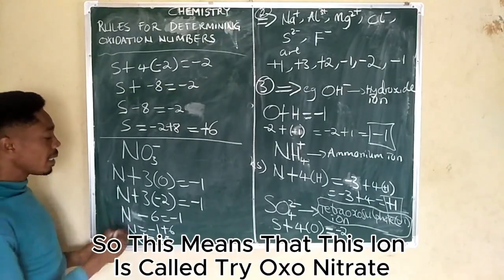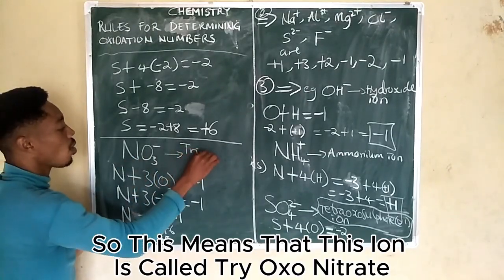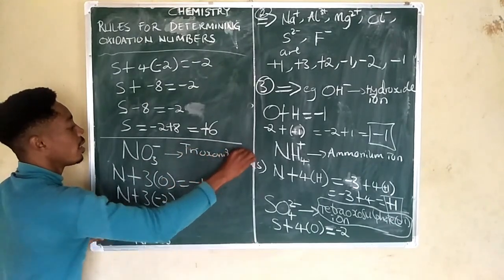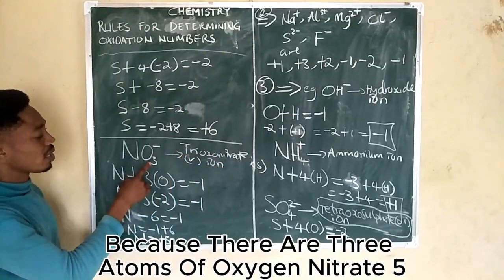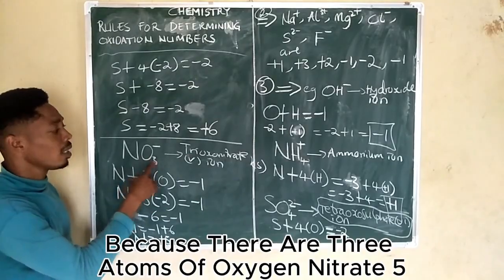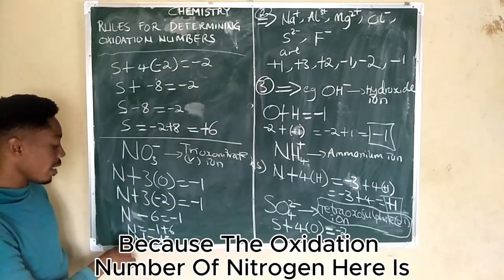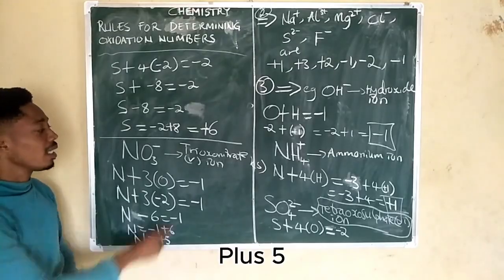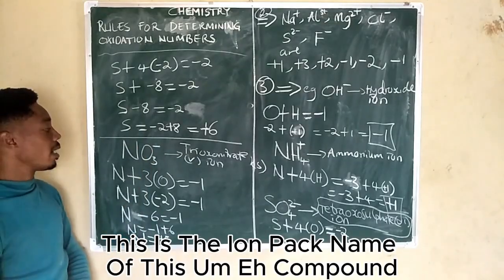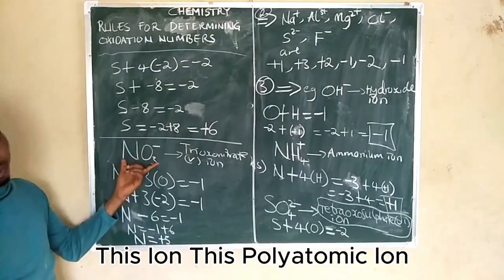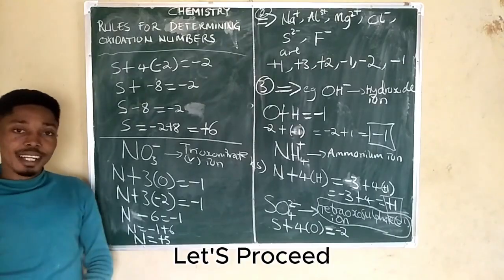So this means that this ion is called trioxonitrate 5 ion. Trioxo because there are 3 atoms of oxygen, nitrate 5 because the oxidation number of nitrogen here is plus 5. This is the IUPAC name of this polyatomic ion. Let's proceed.